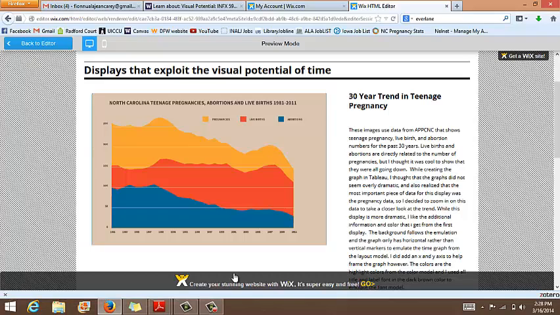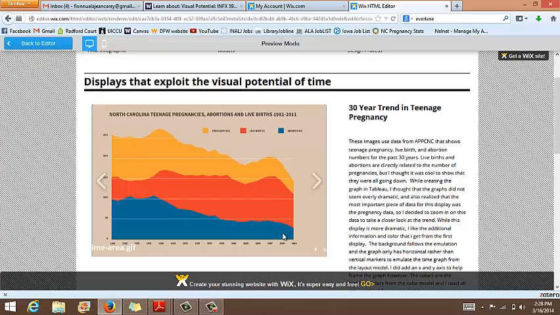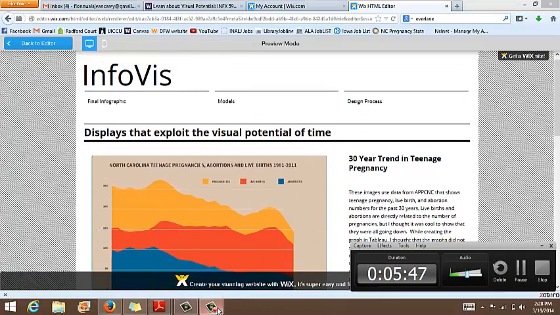And so it is showing the visual potential of time, what the number is over time, and showing that visually. All right, that's visual potential.